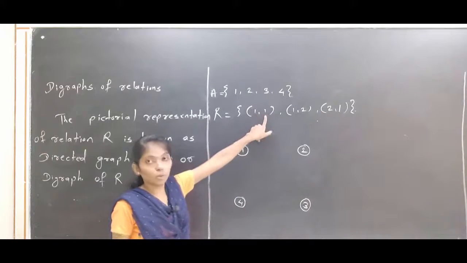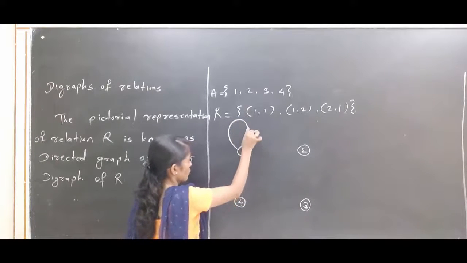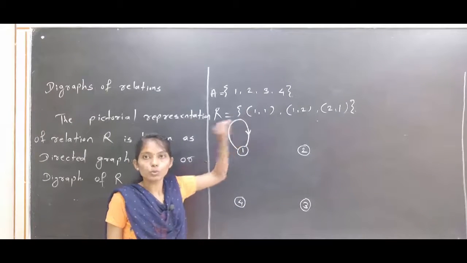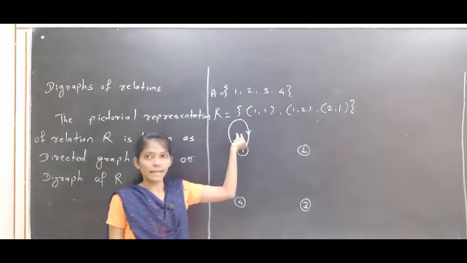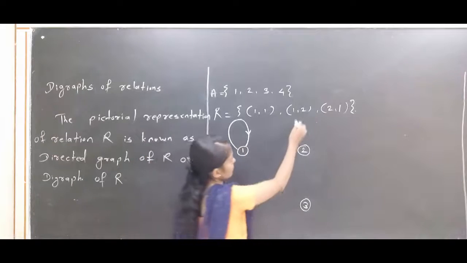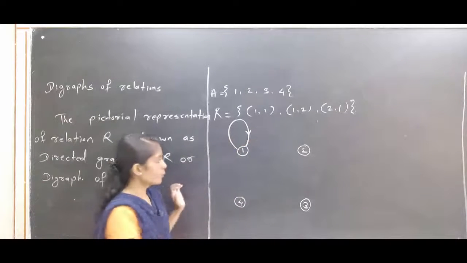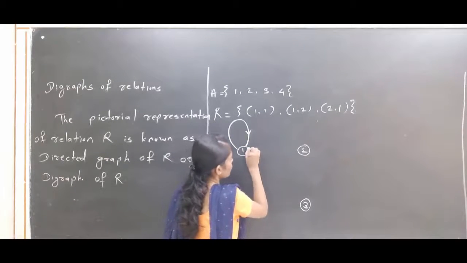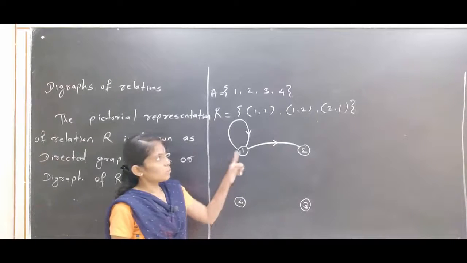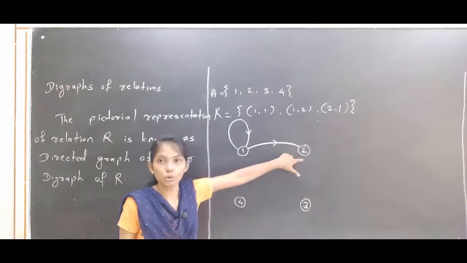Here 1 is related to 1, so we join 1 to itself by an arrow. This is called a loop. Since 1 is related to 1, that means it is reflexive. Now again 1 is related to 2, so we join 1 to 2 by an arrow, from 1 to 2.